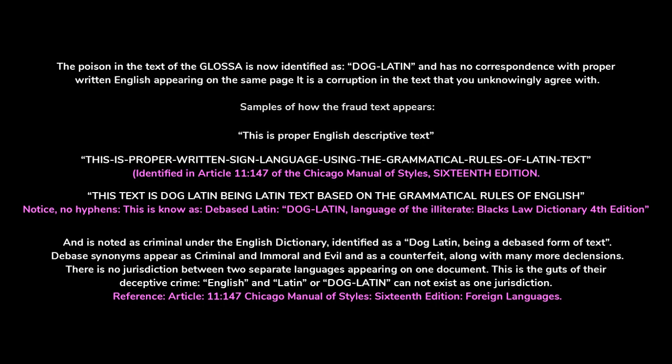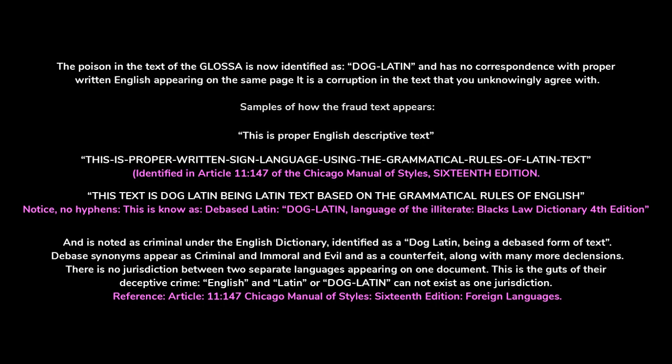This is proper English descriptive text. This is proper written sign language using the grammatical rules of Latin text. Identified in Article 11.147 of the Chicago Manual of Style, 16th edition. This text is Dog Latin, being Latin text based on the grammatical rules of English. Notice, no hyphens. This is known as debased Latin. Dog Latin, language of the illiterate.